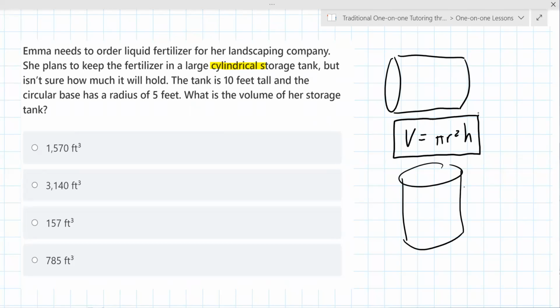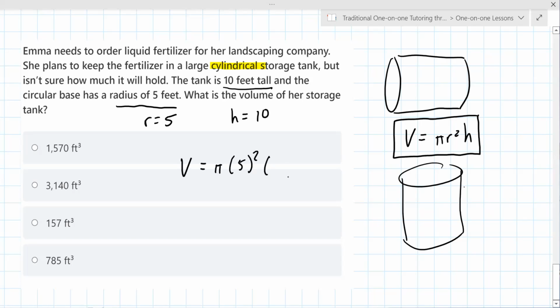Okay, this is not a difficult problem though, once you know the formula. So the key to doing well on some of these test questions is just knowing certain formulas, certain volumes in this case. Now the tank is 10 feet tall, so that's the height. The height is 10. The radius is 5 feet. To answer this question, you simply have to substitute those numbers into the formula, 5 squared for the radius and the height of 10.